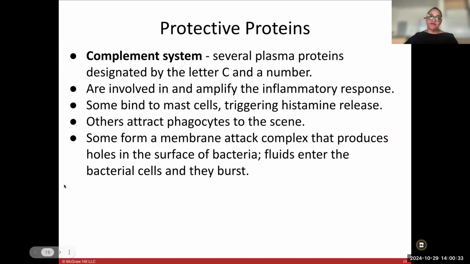Protective proteins: the complement system, several plasma proteins designated by the letter C and a number. They're involved in and amplify the inflammatory response. Some bind to mast cells, triggering the histamine release. Others attract phagocytes to the scene. Some form a membrane attack complex that produces holes in the surface of bacteria. Fluids enter the bacterial cells and then they burst.